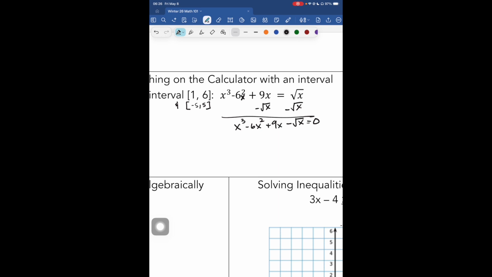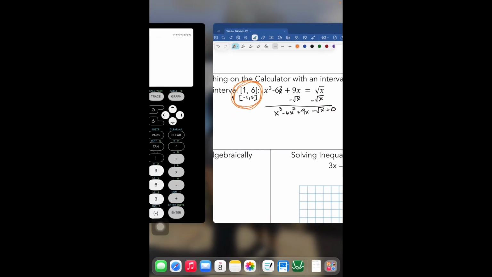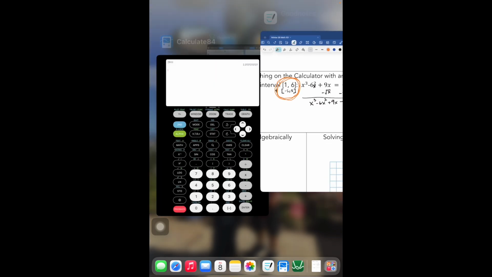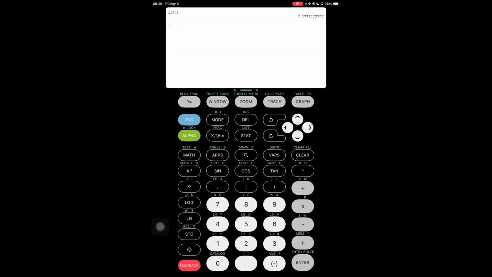Okay, so this is the equation that we're going to punch into our calculator. And this is going to be the interval that we plug into the window. So we have [1, 6] and [-5, 5]. Okay, so this is x cubed minus 6x squared plus 9x minus square root of x. Okay, let's go back to your calculator and let's go back to y equals. I'm going to clear both of these lines and I'm going to punch that in.